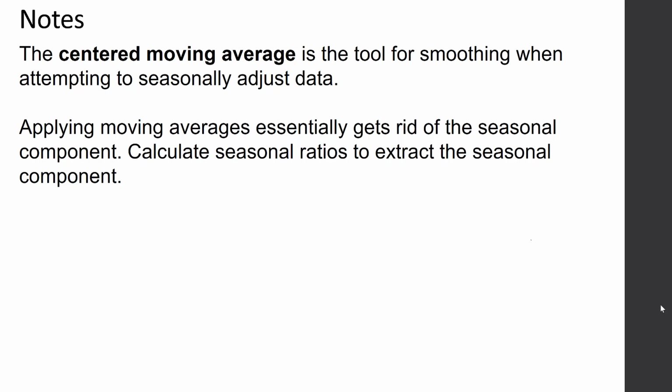Okay, so some final notes. The centered moving average is a tool for smoothing when attempting to seasonally adjust data. The centered moving average gets a little bit more tricky, just has some other things to take into consideration, especially when you have an even number in your period that you want to average over. And it takes the average so that half the observations are below the current and half are above it. So it's a centered moving average. When you apply a moving average, you essentially get rid of the seasonal component. And so to extract the seasonal component, you would have to calculate seasonal ratios.